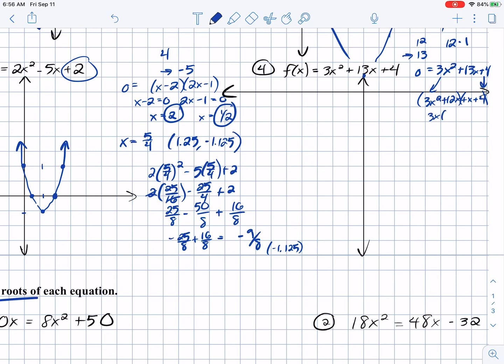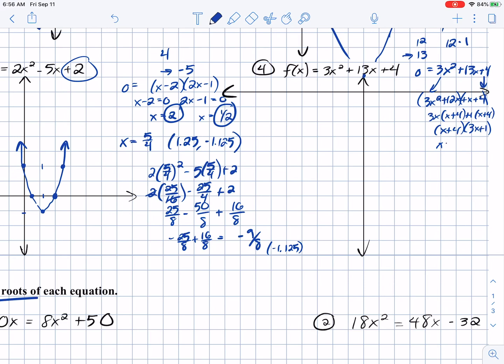We can take out our 3x, we're left with x plus 4. If you already have x plus 4, we're going to use 1 as a placeholder. We have x plus 4 times 3x plus 1. You could have gotten the same 2 binomials if you use guess and check.